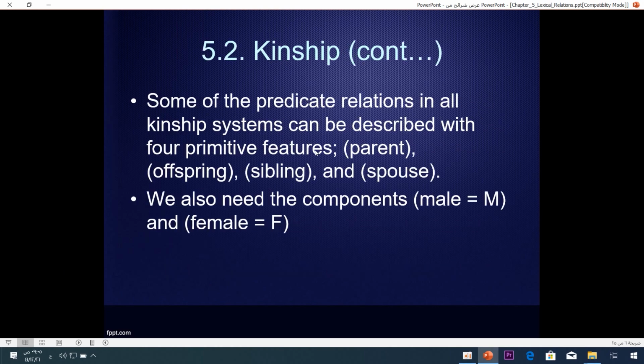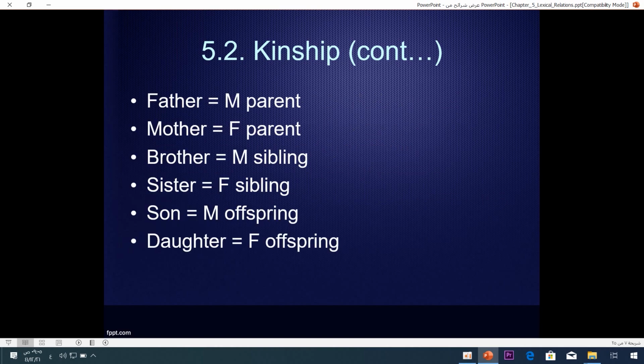Some of the predicate relations in all kinship systems can be described with four primitive features, 4 خصائص أساسية أو بدائية: parent, offspring, الذرية, I mean, what parents produce, siblings, and spouse. Spouse means wife. We also need the components: male and female. Okay, so a female and a male.